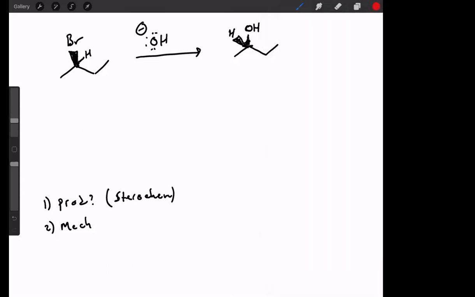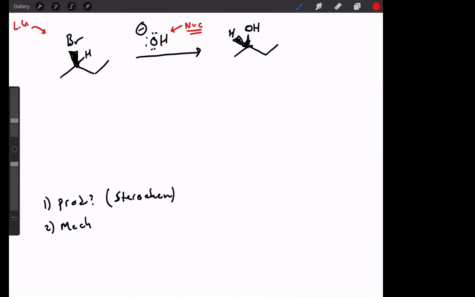And the answer is no. Remember that the leaving group is on the substrate. This thing is the nucleophile. Is OH a good nucleophile? And the answer to that question is yes. It has lots of lone pairs of electrons. It has a full negative charge, so it is quite attracted to the partially positive charge of the carbon.